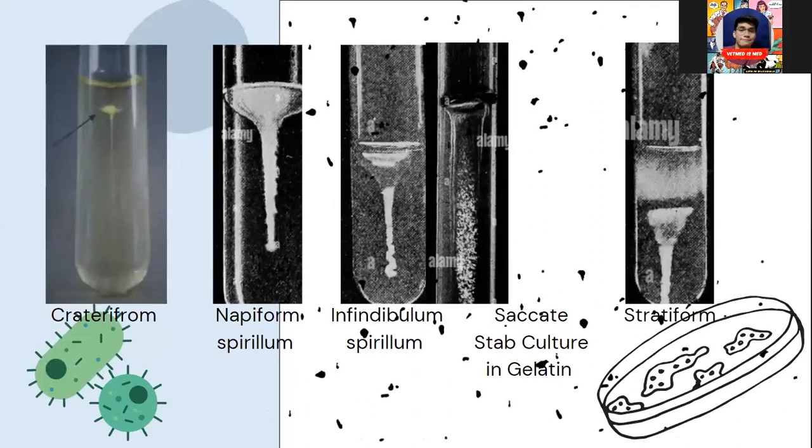Here are the examples of the liquefaction. We have the crateriform, napiform of Spirillum species, infundibuliform, saccate of a subculture in gelatin, and we have the stratiform.